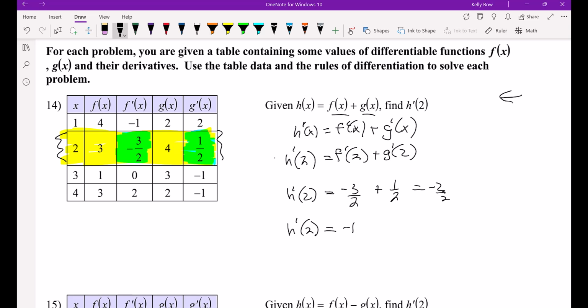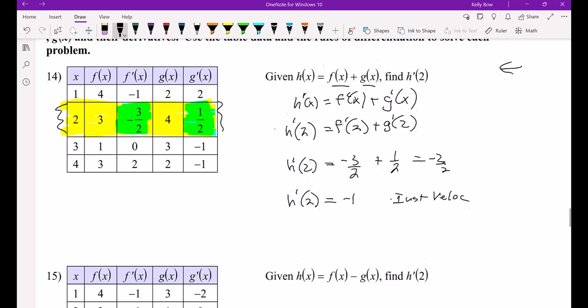So remember, derivative means instantaneous velocity, right? If the graph was doing something like this, the slope of that tangent line might be down 1 over 1. Remember, every time you think of derivative, think of instantaneous velocity or slope of the tangent line.